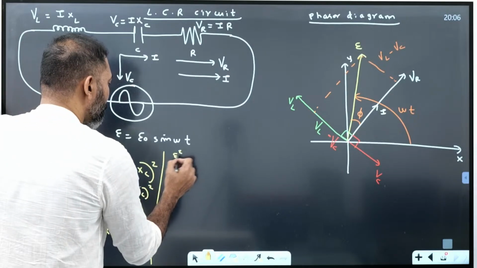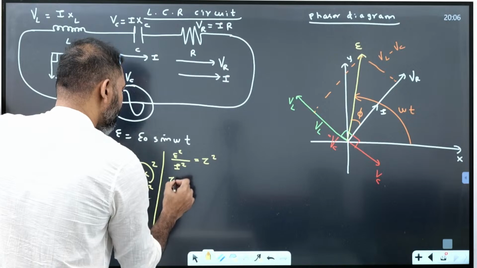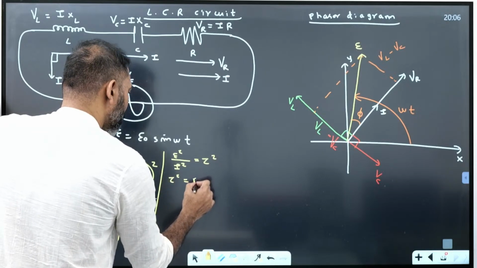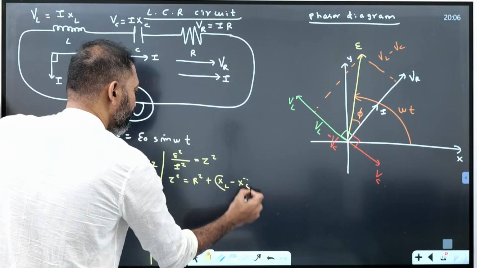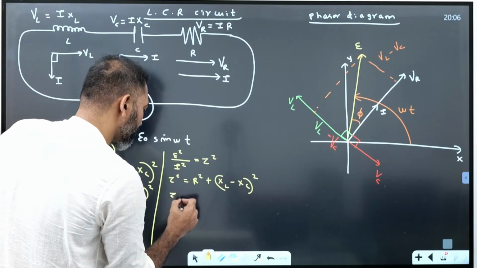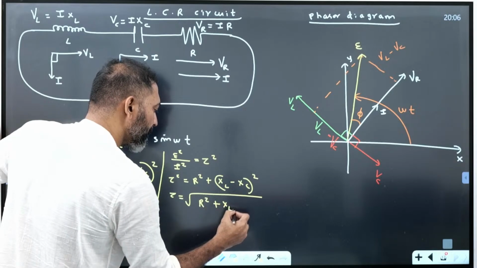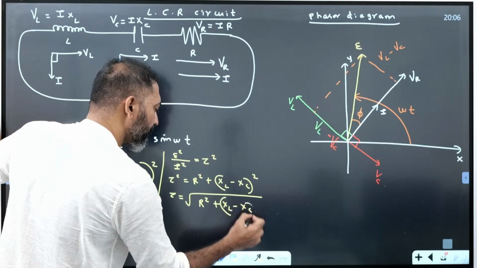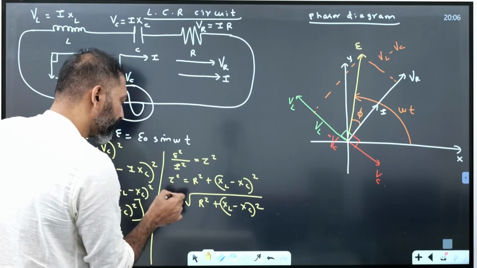E square by I square is equal to Z square. So Z square equals what? R square plus (XL minus XC) the whole square. So Z is equal to root of R square plus (XL minus XC) the whole square. This is the Z here.